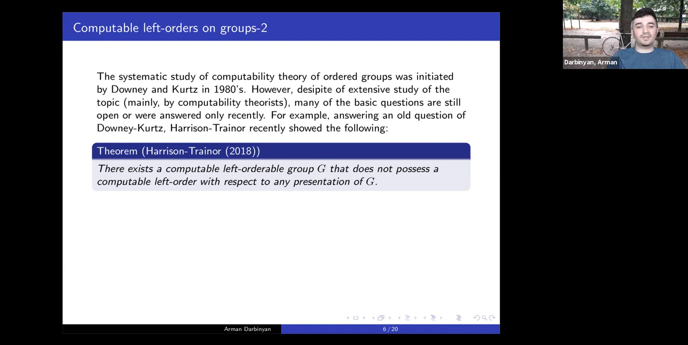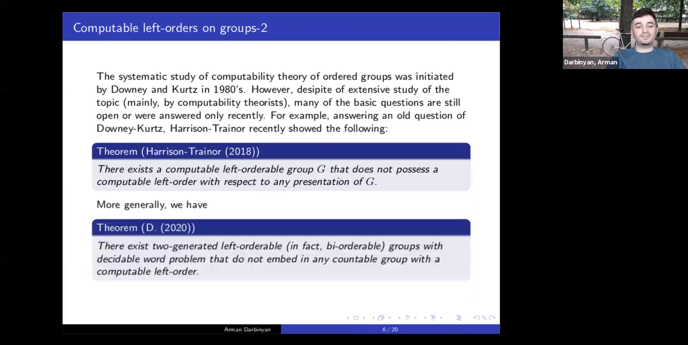Still not much is known in that direction, and even some of the most basic questions remain. One of them asks the following. Imagine that you have a group with decidable word problem, or computable when it is not finitely generated, and it is also left orderable. Does there exist a special representation of the group for which the order becomes computable? There was some evidence suggesting that it might be true. However, recently Harrison Trainer found an example of a group that is computable and left orderable, yet with respect to any presentation or enumeration of the group, it never has a computable left order.